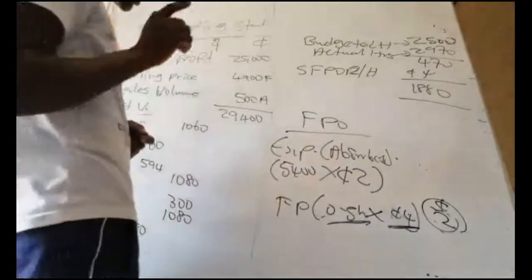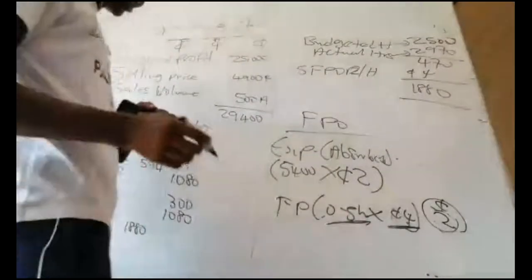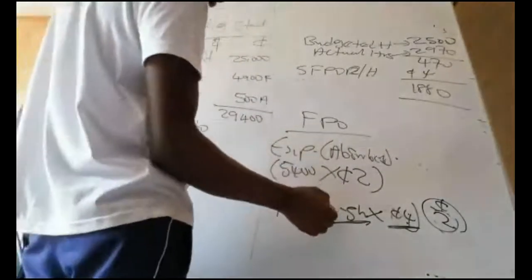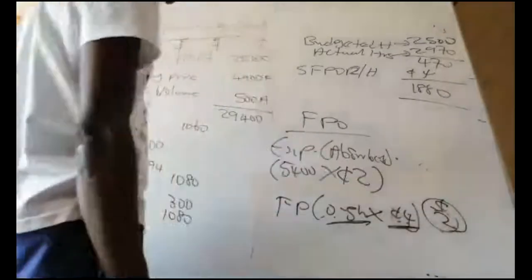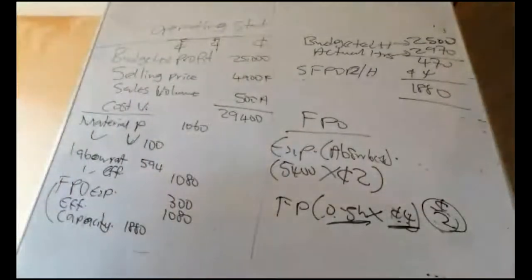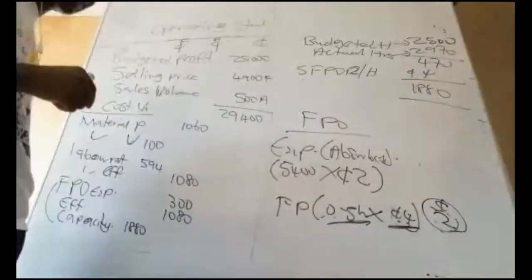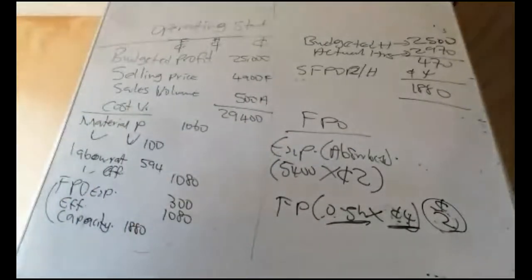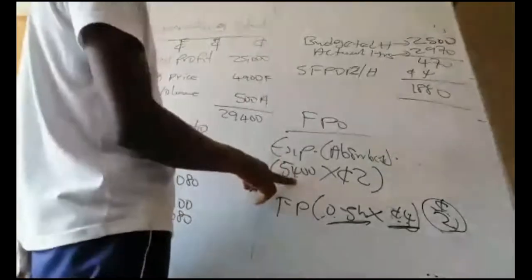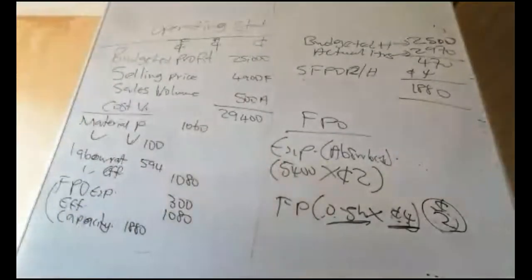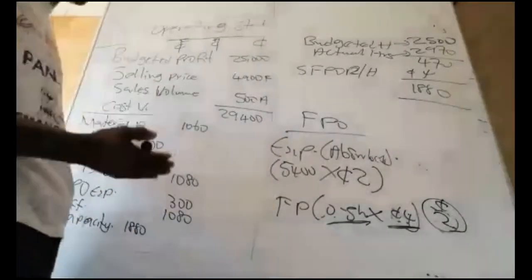The rate per hour we calculated to be 4 Ghana cedis. Good. So if you multiply, we get a value of 2 cedis. So each unit, we should spend 2 Ghana cedis in terms of fixed production cost. Now, actually, we have produced 5,400. What will be the expected cost? The expected, we should have spent what?